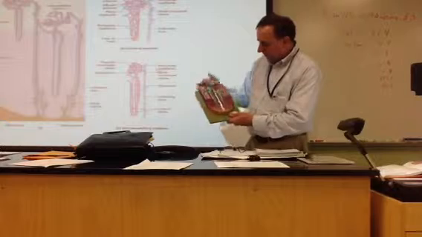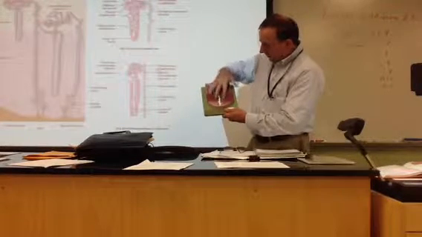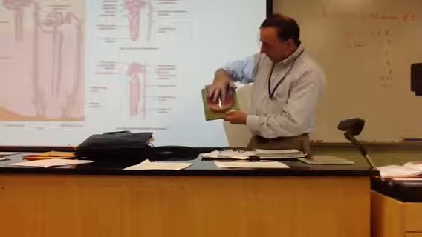So the peritubular capillaries are where they're associated in this region. The vasa recta are the blood vessels down in this region.